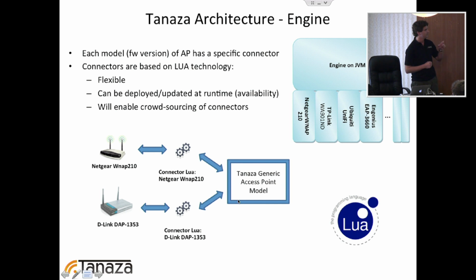So in the database, we have a configuration of the access point in what we call the Tanaza generic access point model. So it's basically the set of parameters that can be applied to any access point, like SSID names, IP addresses, but without any particular specification related to the devices.